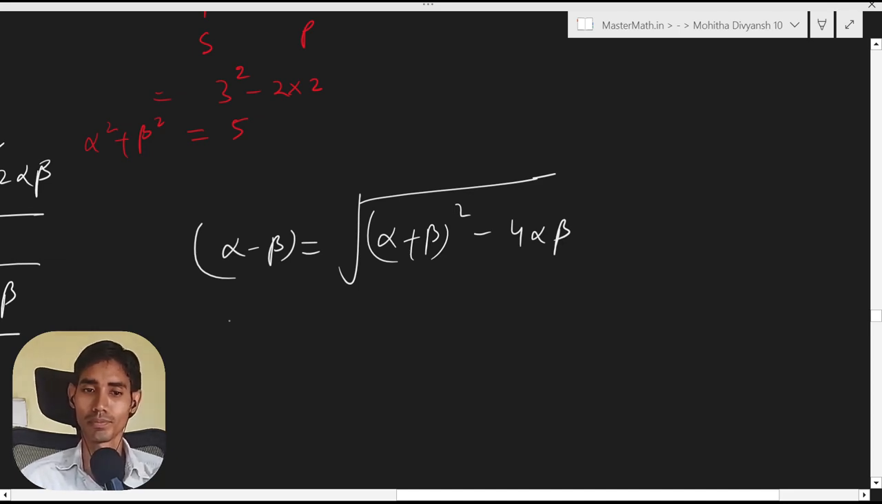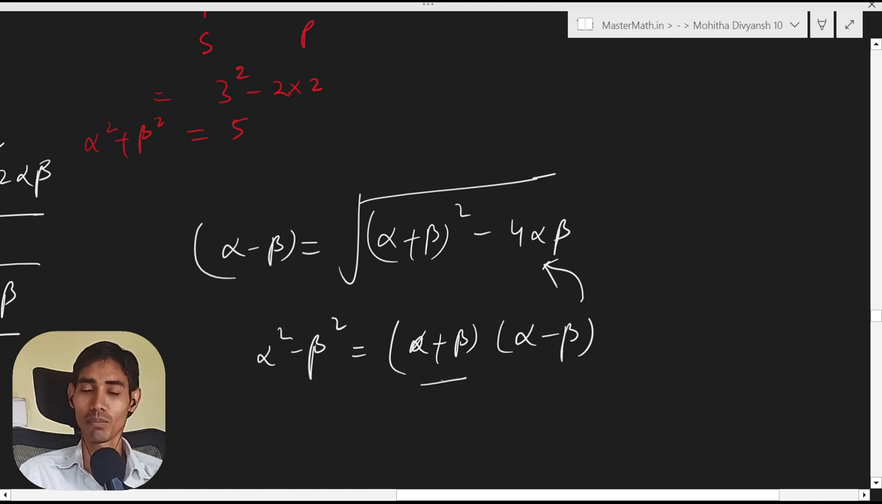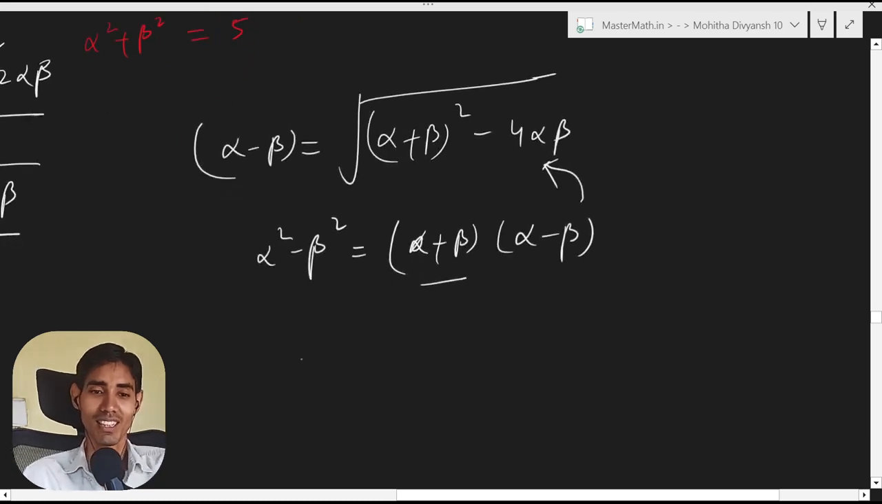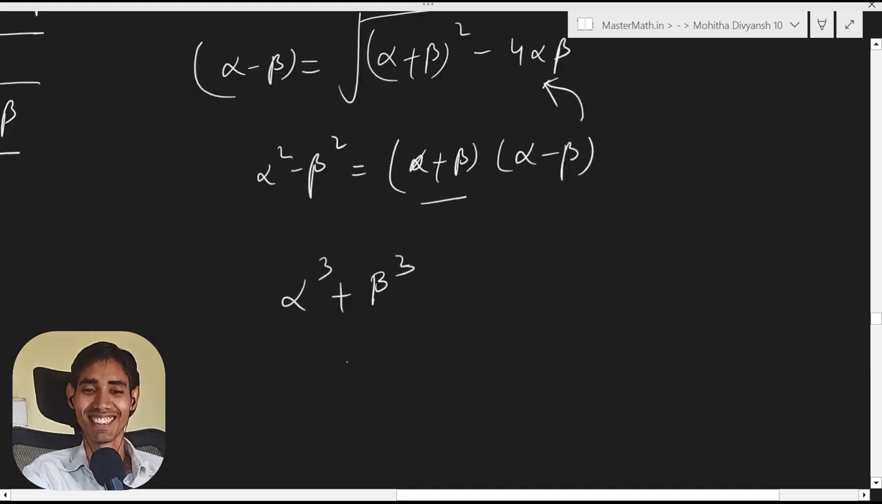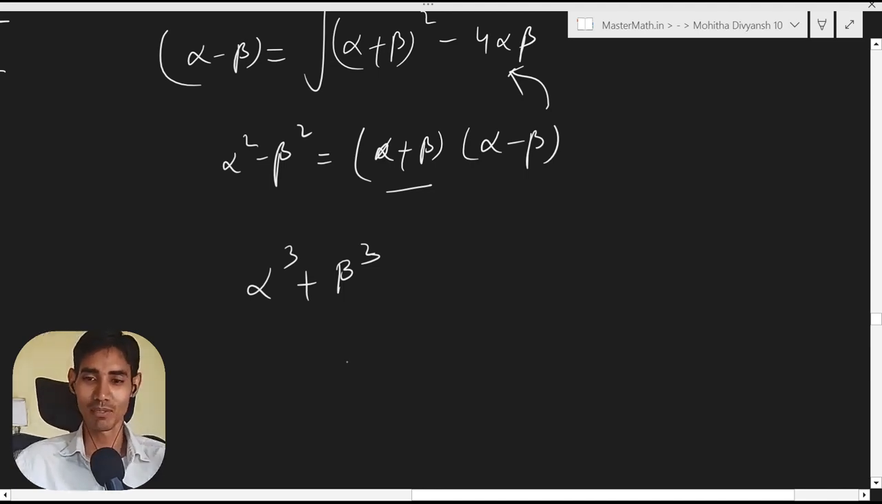There might be questions where you need alpha square minus beta square. So alpha plus beta times alpha minus beta would come from this, and alpha plus beta is already there. So there are unlimited situations. Let's get two more hypothetical situations. This is the same concept.